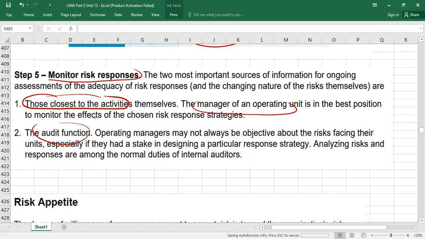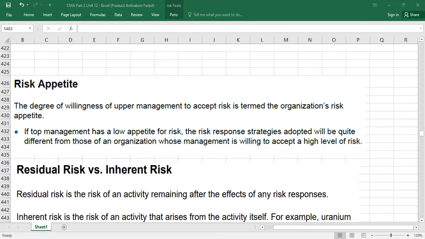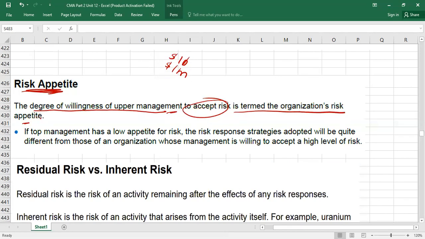Okay. Now, guys, this was all about the risk management process. Now we have just a small two or three definitions. Then I'll show you a couple of questions, please, just to see the idea. We have here one definition that is called risk appetite. Risk appetite is actually the degree of willingness of upper management. For example, maybe upper management may take a risk of up to $1 billion, or maybe they may take a risk of only $1 million. That is called risk appetite. It is the willingness of upper management to accept risk. It determines the organization's risk appetite.